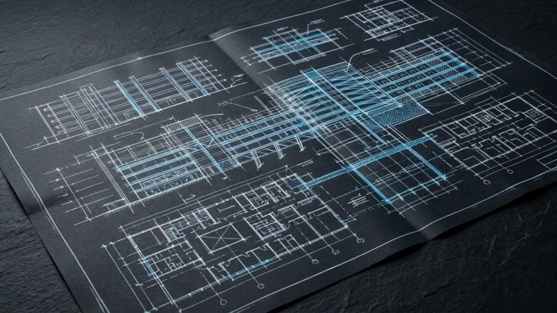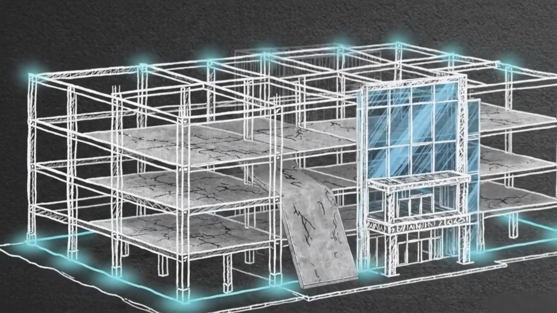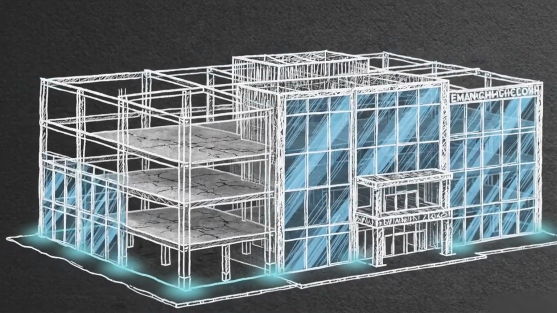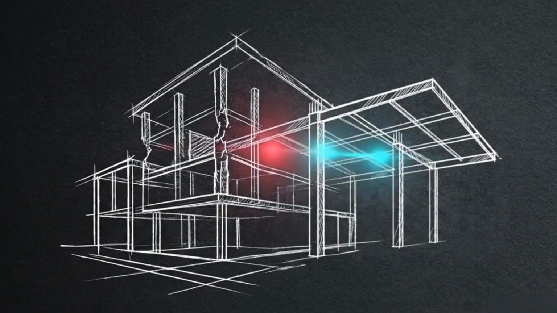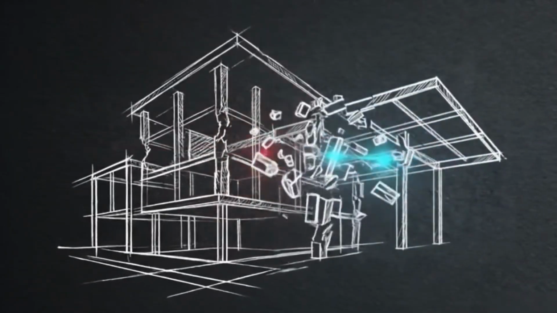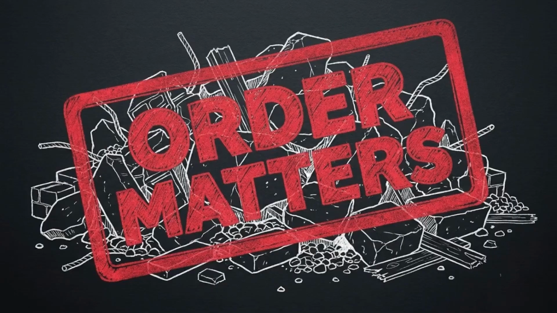Imagine you're tasked with building a massive, multi-story hospital. To do it right, you follow a strict sequence, laying the foundation, framing the walls, and then adding the roof. If you perform those construction steps out of order, like if you try to paint the walls before pouring the concrete, the entire project crumbles into dust. Everything has to happen in a specific sequence.